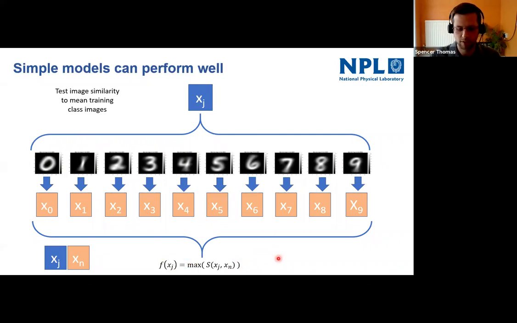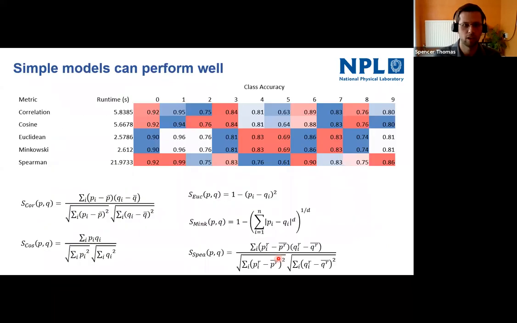As I said, there's no learning in this. It's very, very simple, but it's just to illustrate that a very, very simple model can give you relatively good performance. Looking at that with different similarity metrics, such as correlation similarity, cosine similarity, Euclidean, Minkowski or Spearman, this is the class accuracy and the runtime for those. This is just to illustrate that you can get some very high accuracies in no time at all, really, on a very standard computer, on a laptop, I think, even.